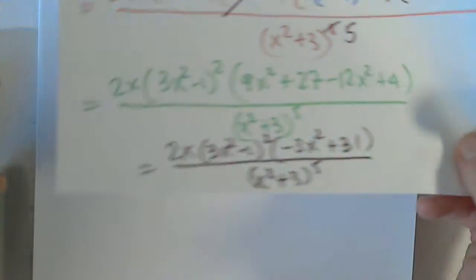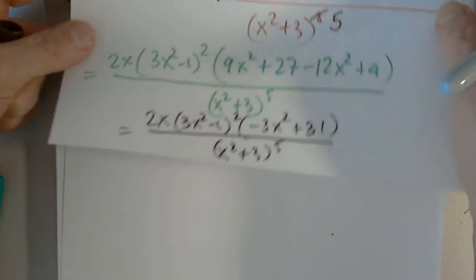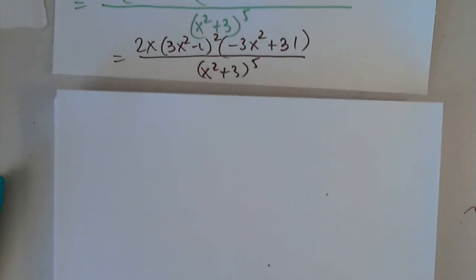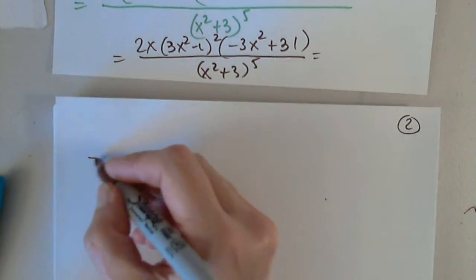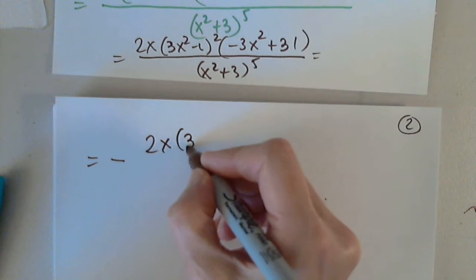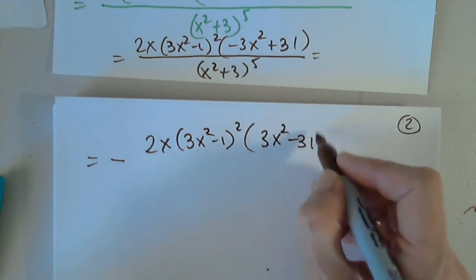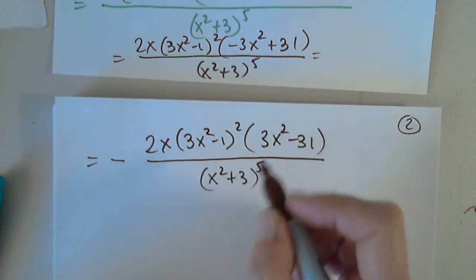And yes, you will know very soon, if you don't, why this needs to be fully simplified. And hopefully you understand why I don't like negative leading coefficients. Negative 2x, 3x squared minus 1 squared, 3x squared minus 31 over x squared plus 3 to the 5th power.